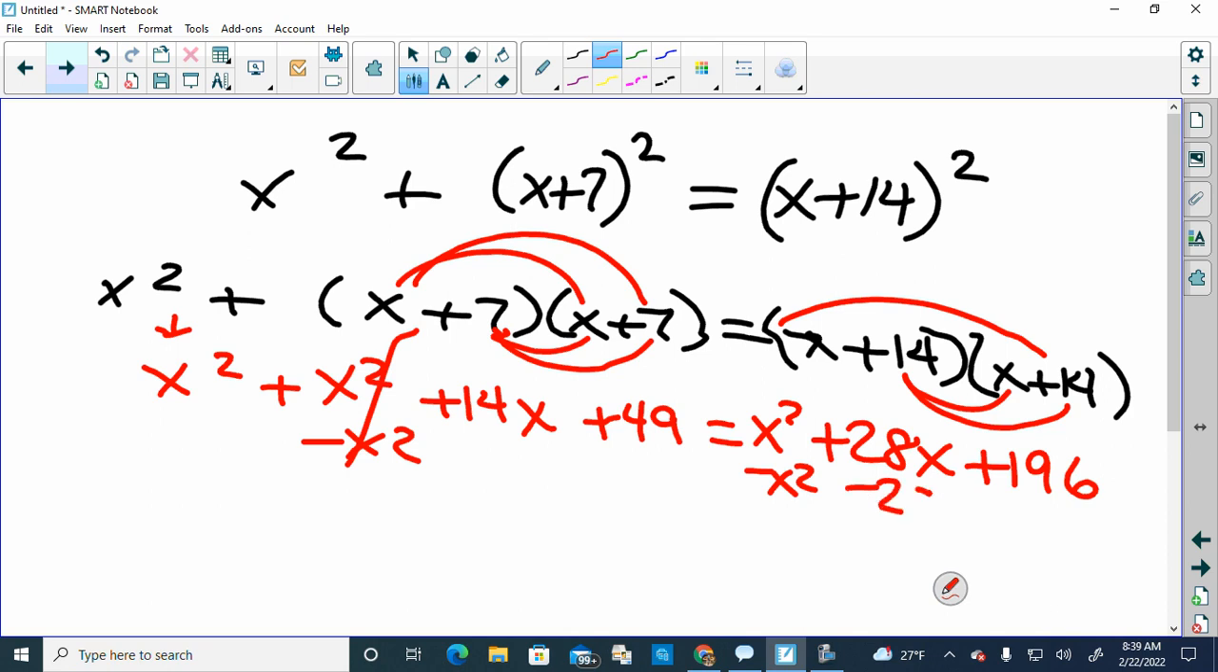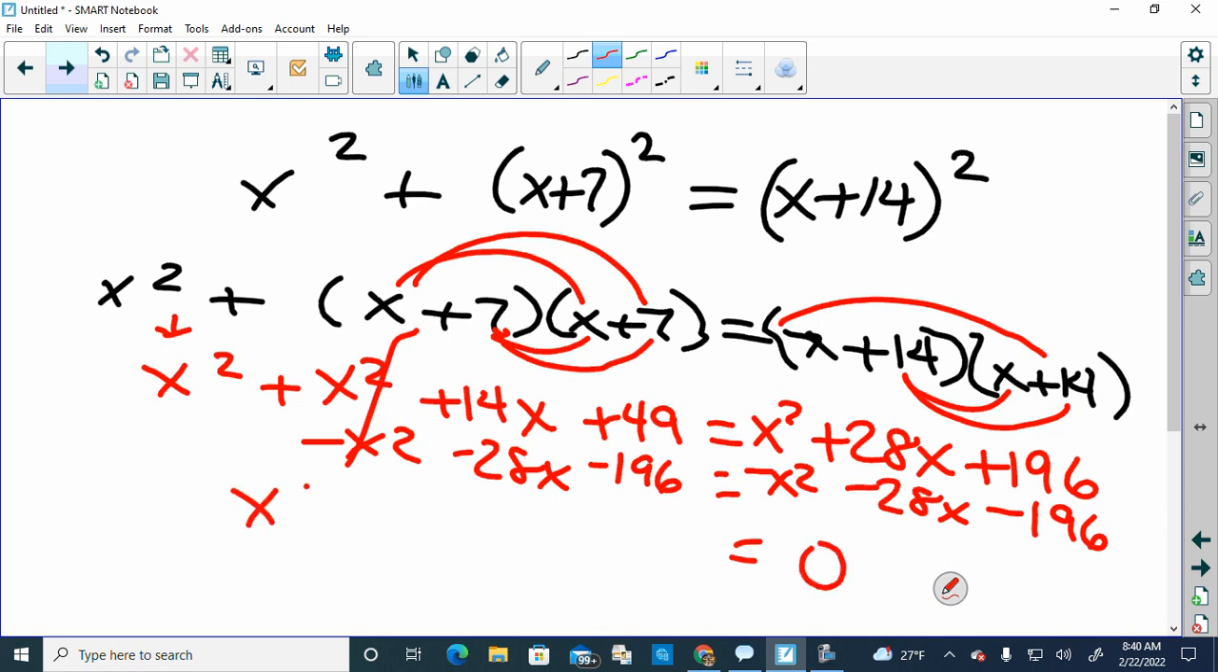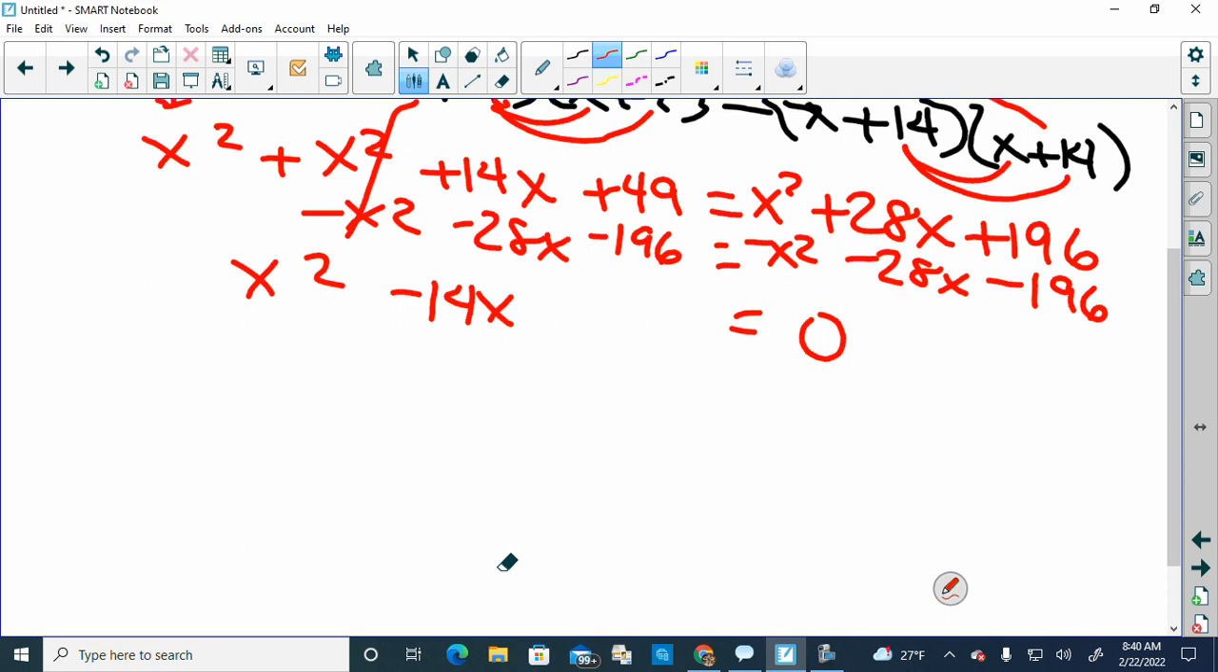Okay, I need to subtract the 28x, and I need to move over the 196, so that all of this is equal to 0. Okay, so I still have an x squared. Subtracting 28 from 14 gives me a negative 14x. And then subtracting 196 from 49 gives you a negative what? 147. Okay, so negative 147.